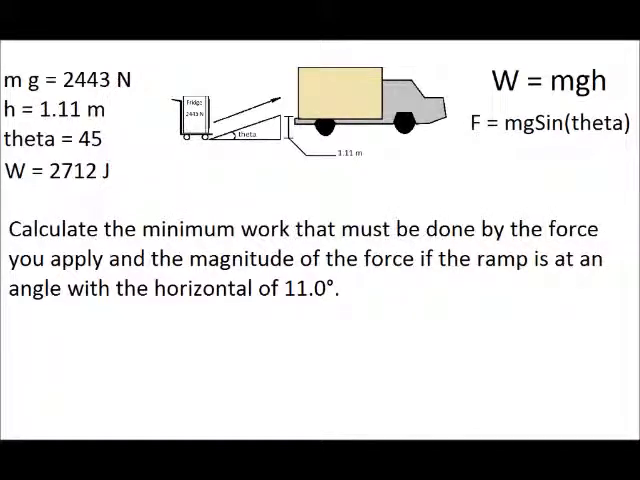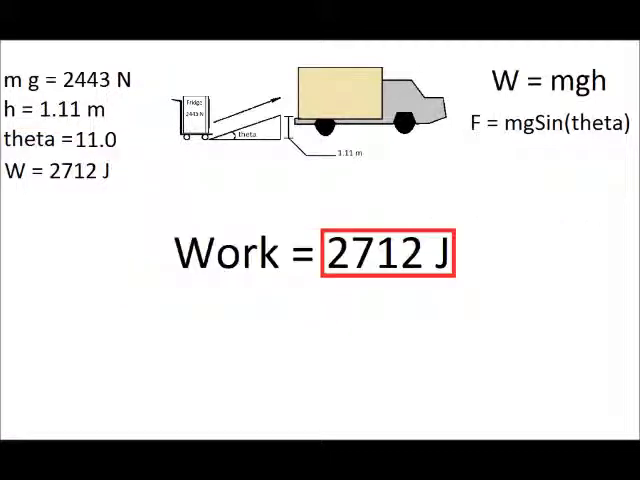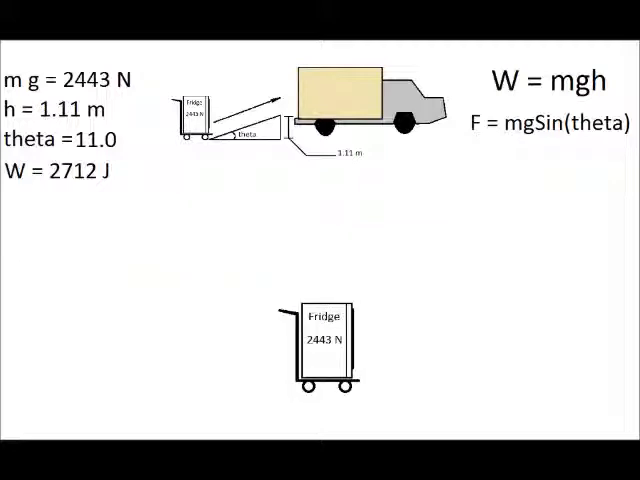And there's part B here, which is the exact same thing as part A, only theta has changed. Instead of 45 degrees, theta is now 11 degrees. And to find work for this, it actually is the exact same thing as the first part. It is 2,712 joules. The reason why is work is not dependent on the path. As long as it's the same height, it'll always be the same work.